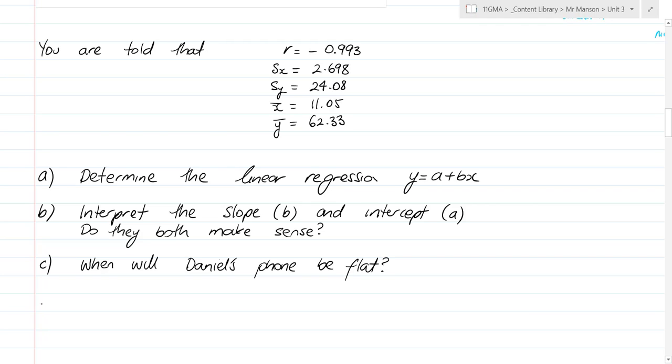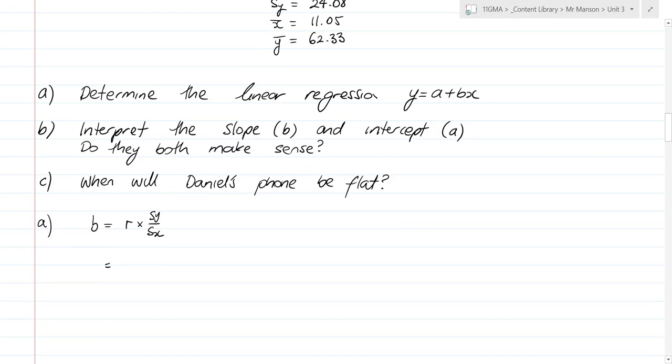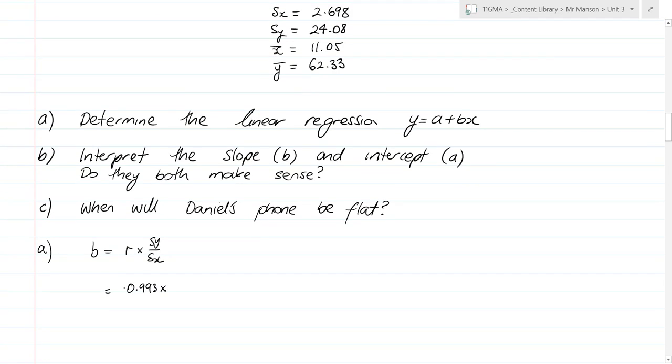We determine B first. B is something like R times SY over SX. So that's 0.993, and it's negative 0.993 because it's a negative value there, times 24.08 over 2.698.